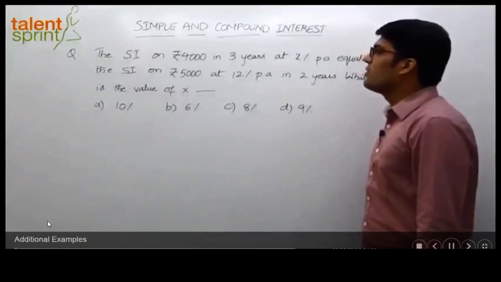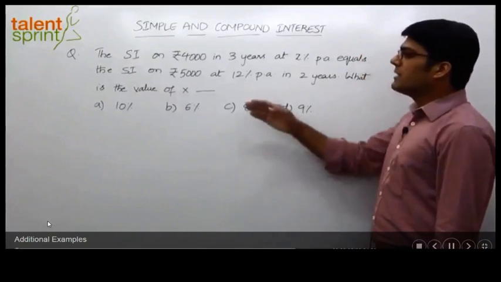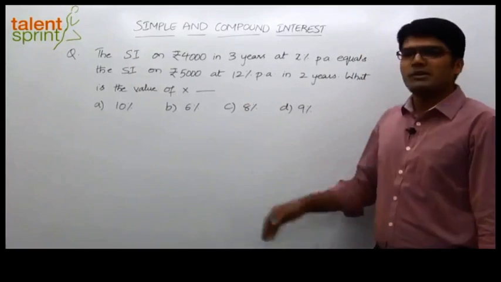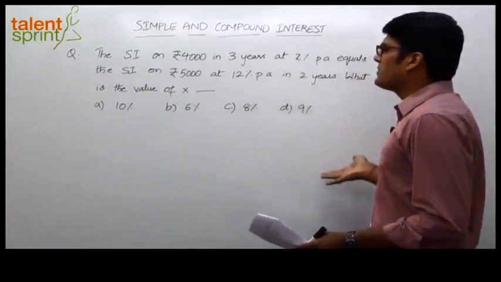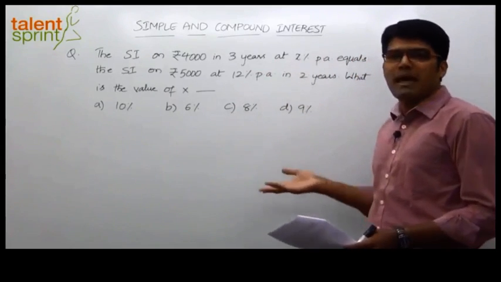The simple interest on 4,000 in 3 years at X% per annum equals the simple interest on 5,000 at 12% per annum in 2 years. What is the value of X? So what do we do? Simple interest on 4,000 in 3 years at X% is equal to simple interest on 5,000 at 12% in 2 years. Balance and you will get the answer.